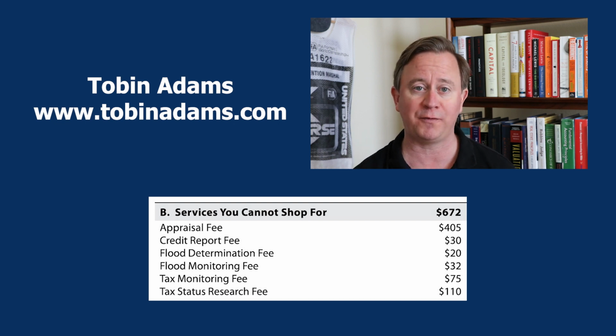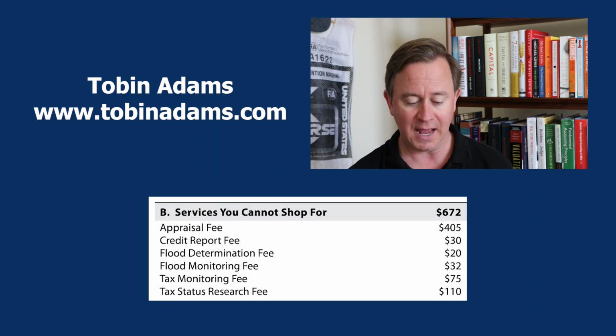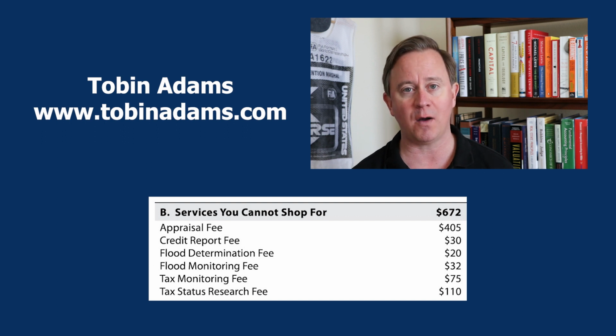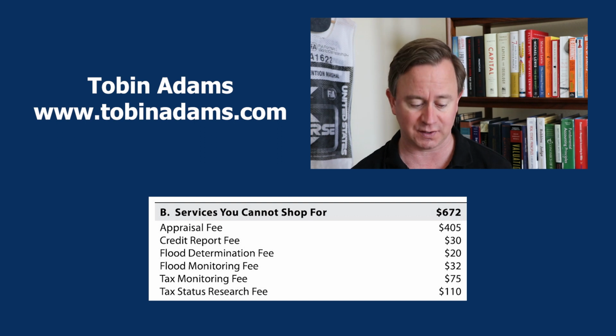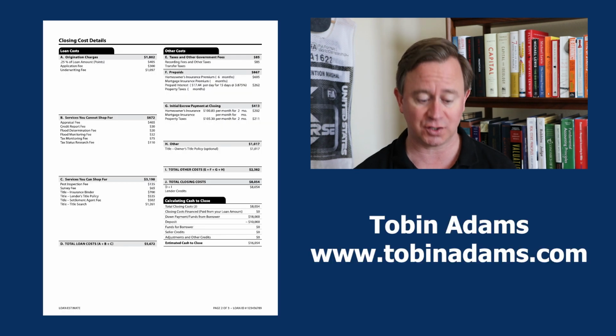Also, the credit report fee, I think it's clear that they wouldn't want the borrower to get their own credit report. The lender, the mortgage company, is going to do that directly. And then there are some other fees that, once again, the borrower is not allowed to shop around for that come from third-party services. Now we're going to go into section C.